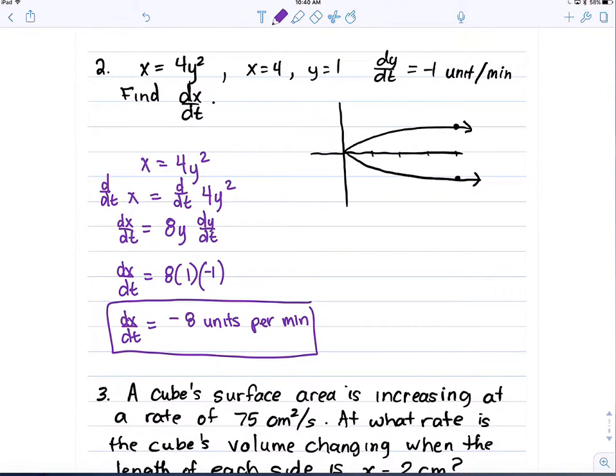Okay, so we're going to check our work on this. You can see this one was a very basic one. Take the derivative with respect to time of all the terms, and so we'll get dx/dt. Here you're just going to get 8y dy/dt, and then when we're substituting values in here, we have 8 times our y value, which was given to us as 1, and our dy/dt is -1. And we solve this to be, so the rate that the x value is moving with respect to time is going to be -8 units per minute.